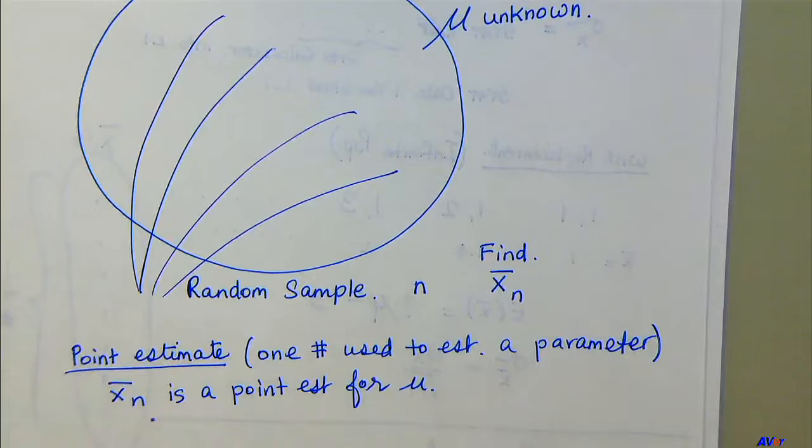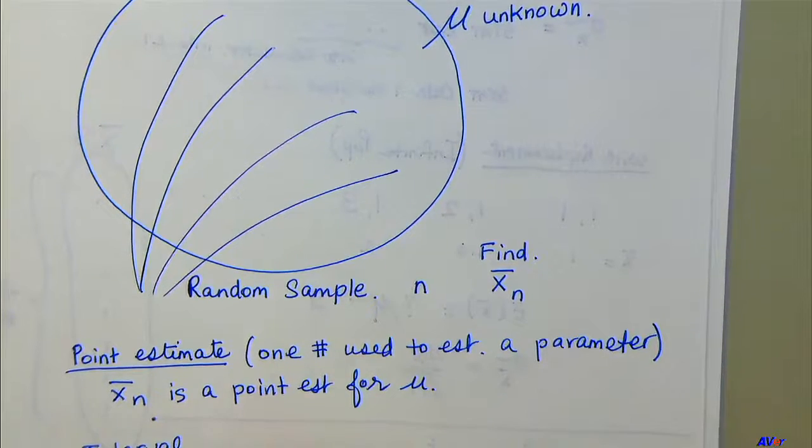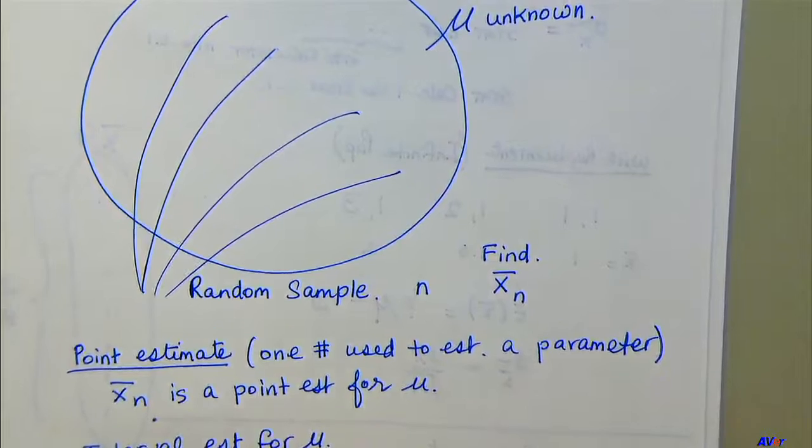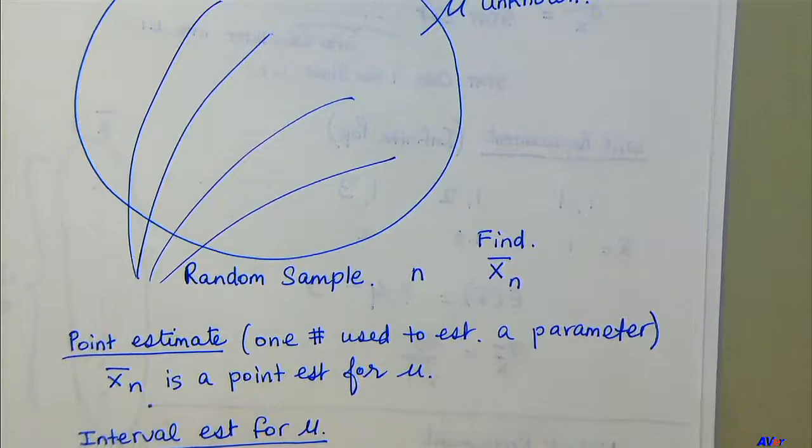So this is a point estimate. That's one way. So that'll be one question on your exam too. Find a point estimate for mu. All you have to do is read the problem and pick up the x bar that they give you, and that's your answer. X bar n is always a point estimate for mu. My second question is find an interval estimate for mu. An interval estimate for mu. This is called a confidence interval.